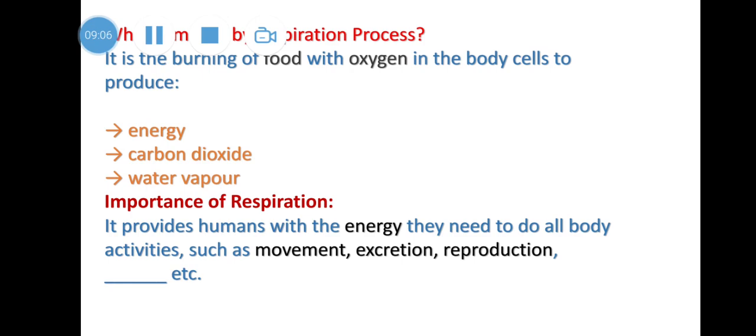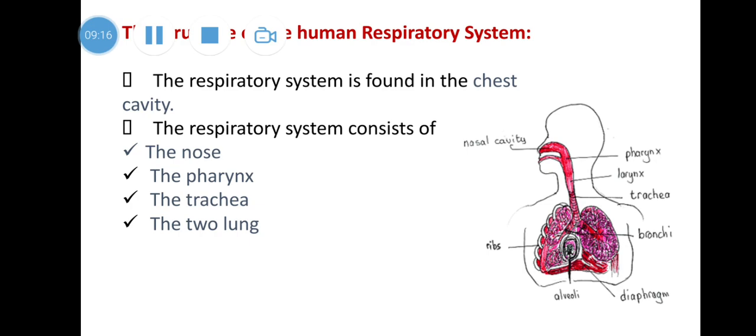So again, the respiration process is the burning of digested food with oxygen inside the body cells to produce energy, carbon dioxide and water vapor. We said we have the nose, inside which we can find small hairs and a mucus layer to filter the air. And the blood capillaries help in warming the air. Then we have the pharynx, a common cavity present in two systems, digestive and respiratory, that helps move the air to the trachea.